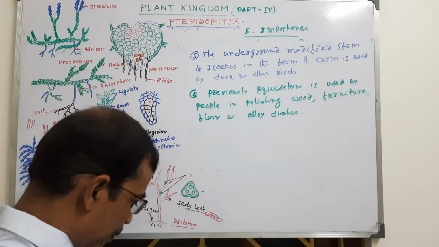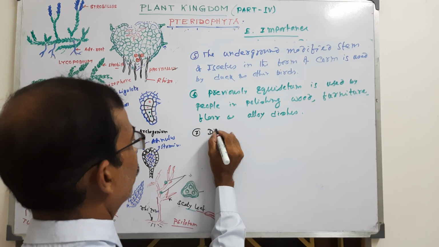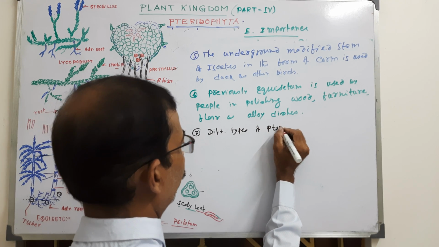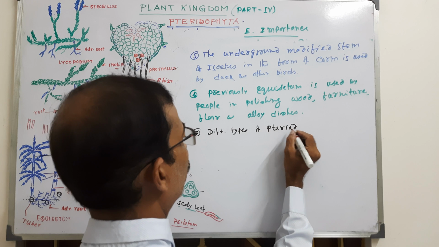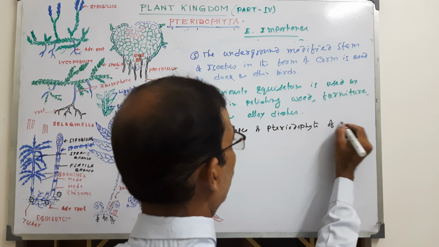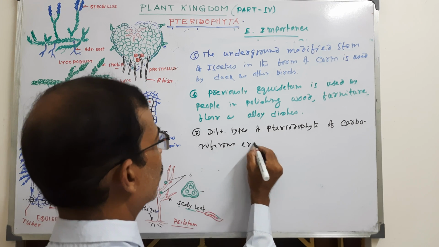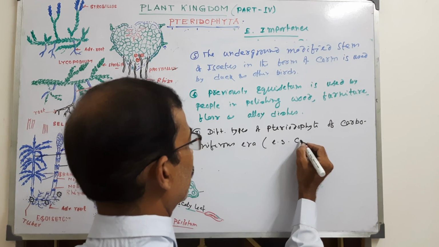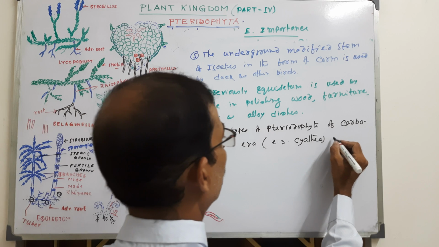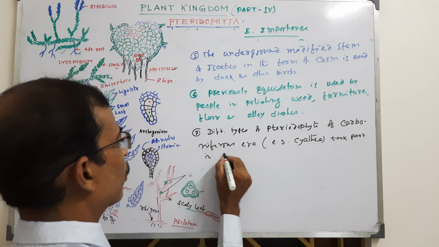Next, different types of ferns. Different types of pteridophytes, especially ferns of the Carboniferous era, especially Cyathea, for example Cyathea trifan, took part in coal formation. Okay, coal formation.